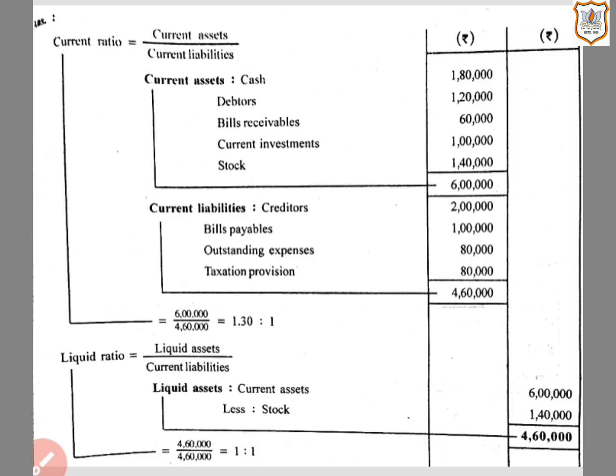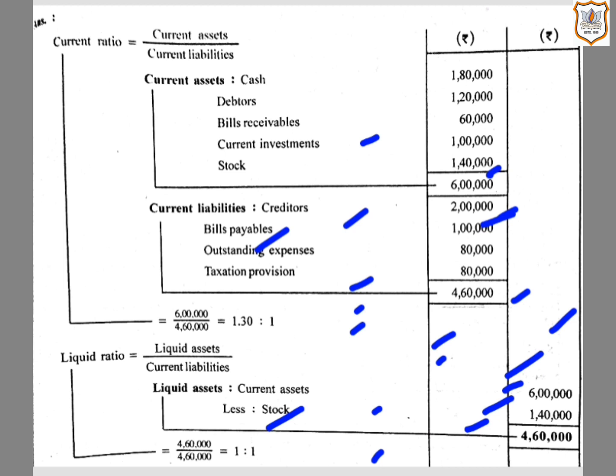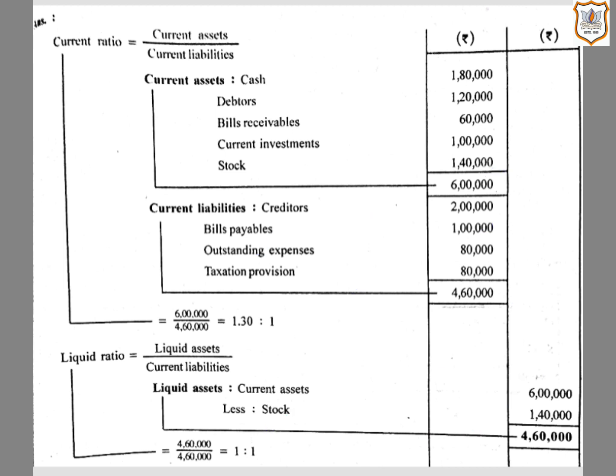Here formula for current ratio is current asset upon current liabilities. So first we will pick out all the current assets from the information. Here in current assets we have cash 1,80,000, debtors 1,20,000, bills receivable 60,000, current investment 1 lakh, stock 1,40,000. So here we have total current asset that comes to 6 lakh.